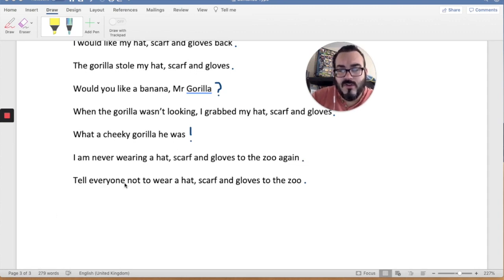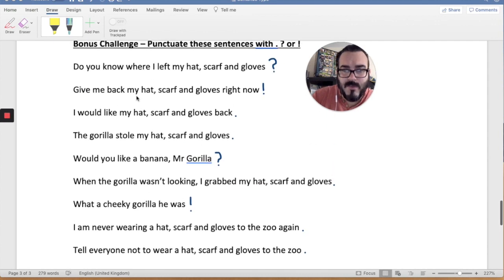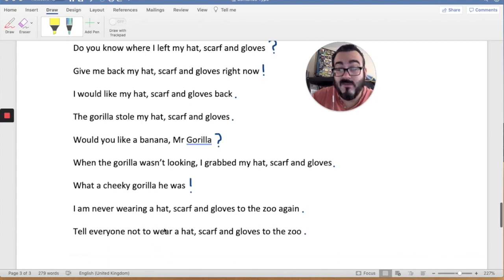Tell everyone not to wear a hat, scarf, and gloves to the zoo. Full stop. This is actually a command, but I don't think it's urgent. It's not like the command here. Give me my hat, scarf, and gloves right now. That's urgent. It needs to be responded to immediately, whereas this one is just a general command.